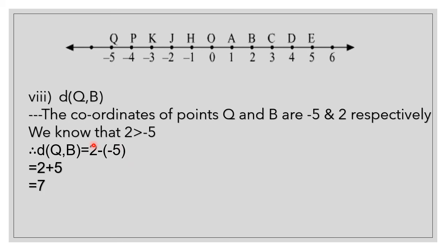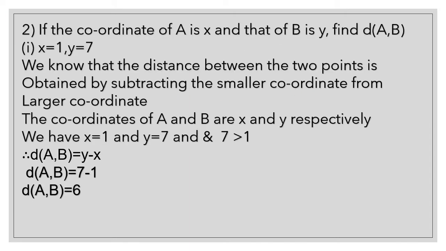So from all these examples you must have understood that if a number line is given to us, then easily we can find out the distance between any two given points. Now the example number second. If the coordinate of A is X and that of B is Y, then find out the distance between the point A and B. What is given here? That coordinate of A is X and coordinate of B is Y. And now here in the first example the values of X and Y are given to us. Value of X is 1 and that of Y is 7.